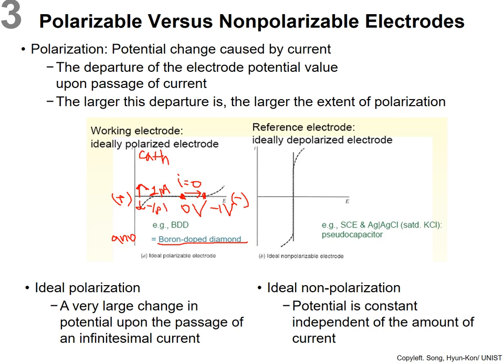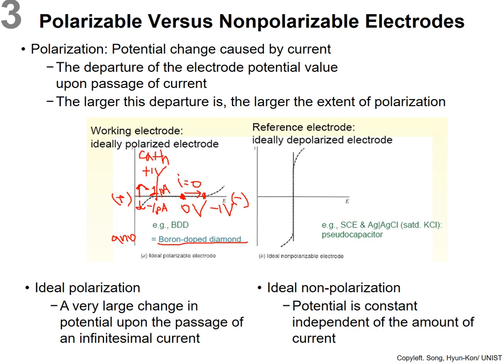And what happens? The potential changed abruptly from 0 volt to plus 1 volt. So for the ideally polarized or polarizable electrode, we could easily change the potential even with a very tiny current. So this electrode is easily polarizable. That is the ideally polarized electrode.